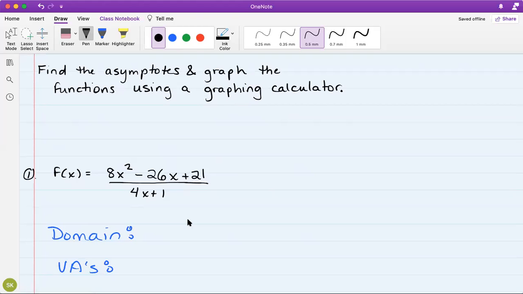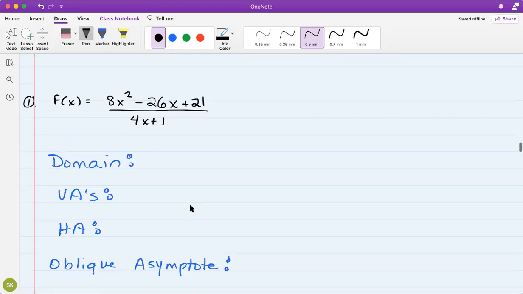So we want to find the asymptotes and graph the functions using a graphing calculator. The first function is f of x is 8x squared minus 26x plus 21 divided by 4x plus 1. I'm going to find some similar information as I did in the last video. I want to find the domain. I want to find any vertical asymptotes, any horizontal asymptotes, and any oblique asymptotes. So let's start with the domain.